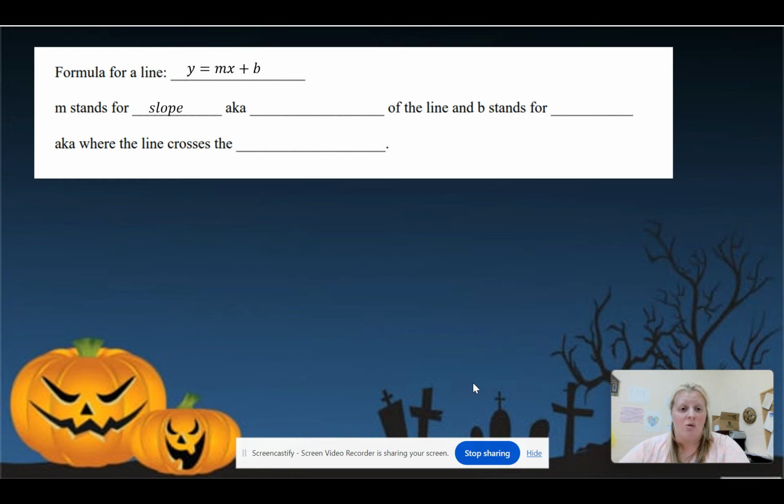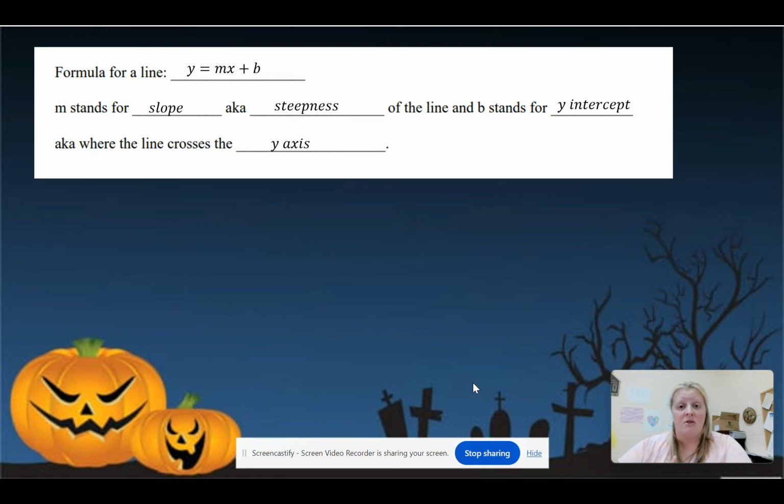The m, if you don't recall, stands for slope. Slope is a fancy word for steepness. And then b stands for the y-intercept. And if you're not sure what the y-intercept is, that's the spot where the line crosses the y-axis.